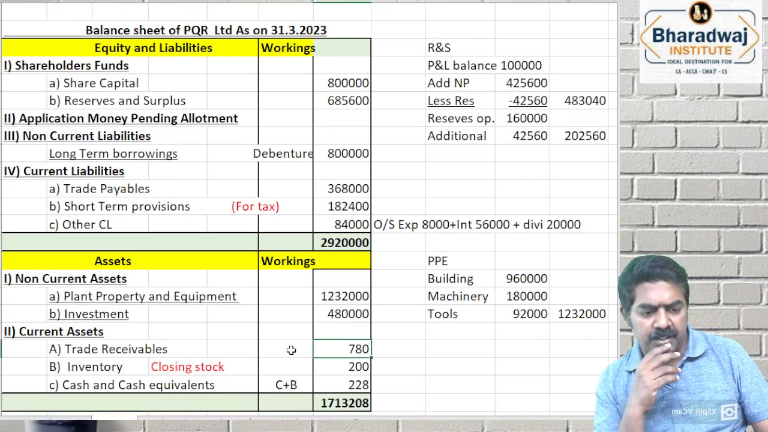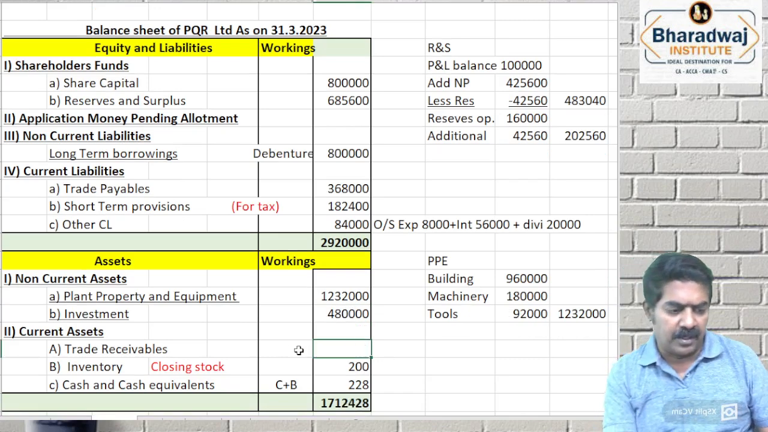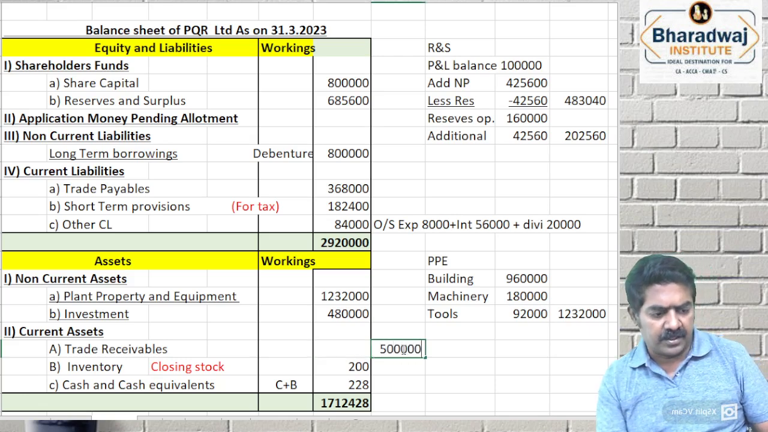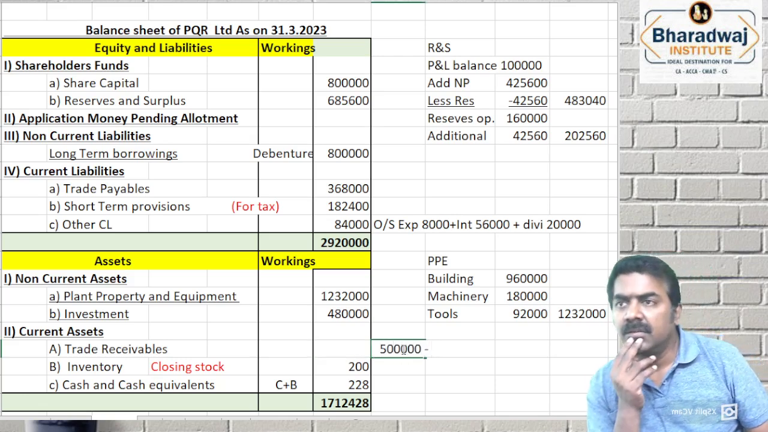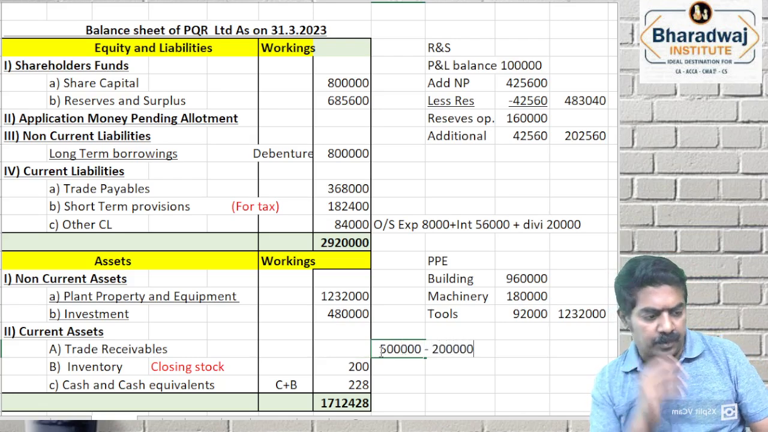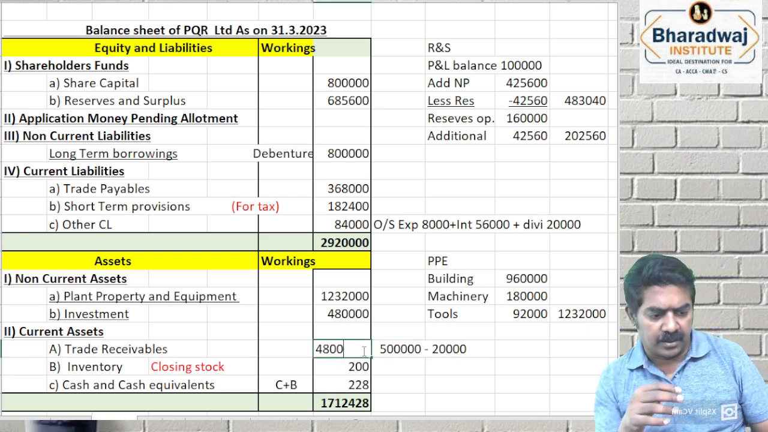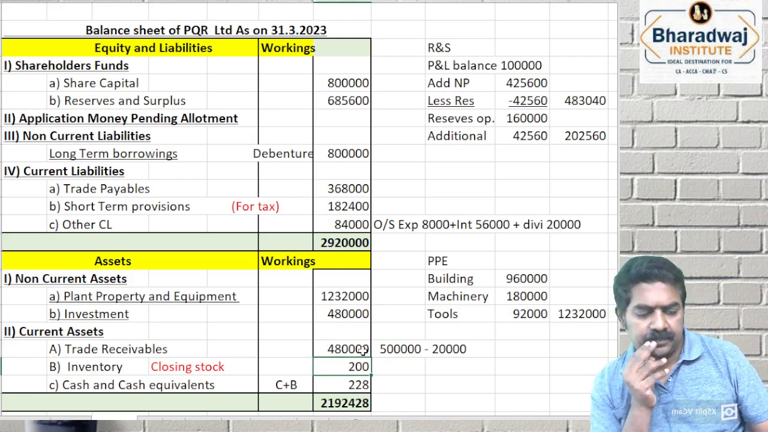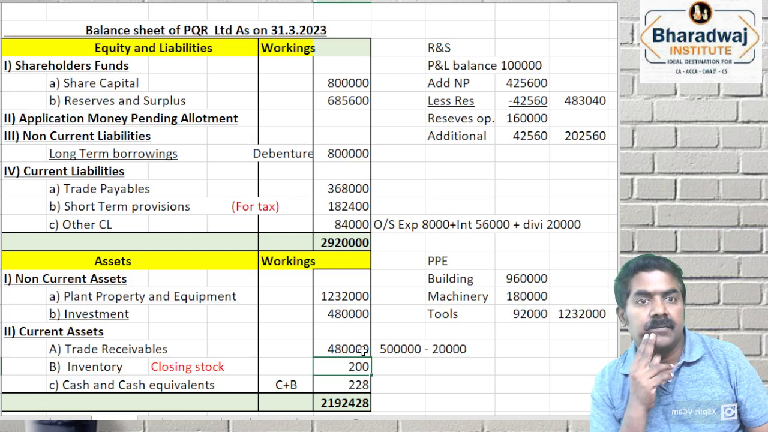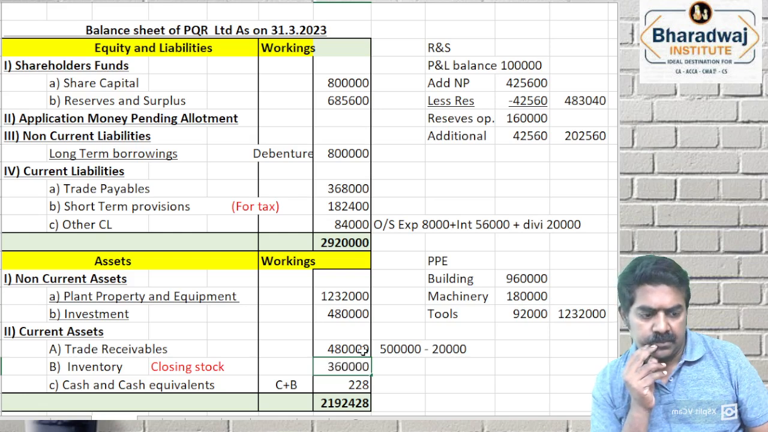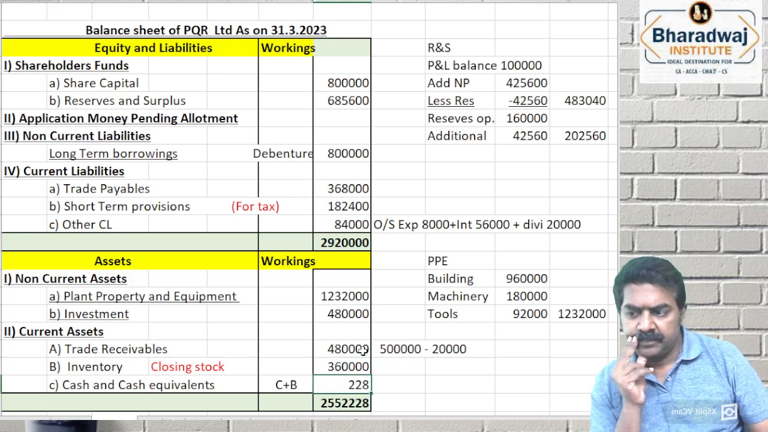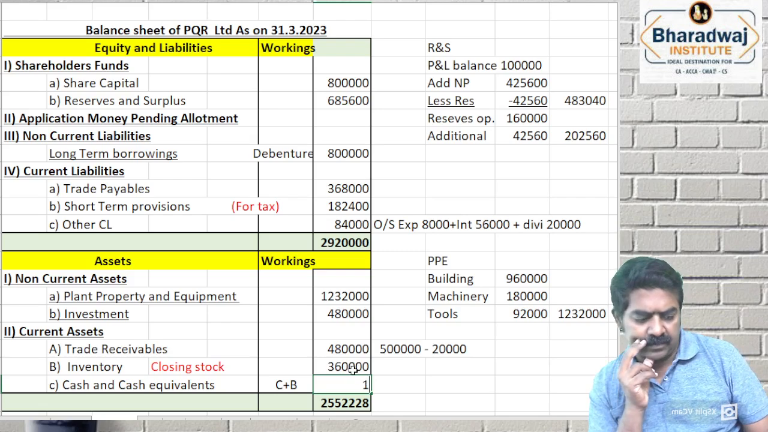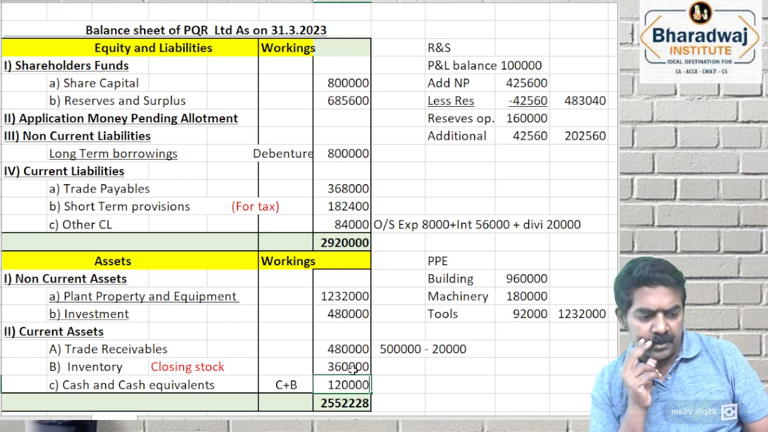Then trade receivables minus provision for bad debts. Trade receivable at the end of the year எவ்வளோ இருக்கு? 5 lakhs minus provision எவ்வளோ? New provision 20,000, 4,80,000. Closing stock, how much is available? What is the closing stock? Then cash and cash equivalents. Miss பண்ணிருக்கோமான்னு பாருங்க.